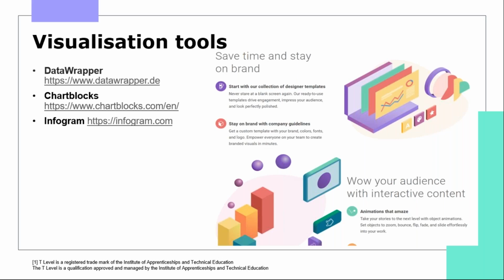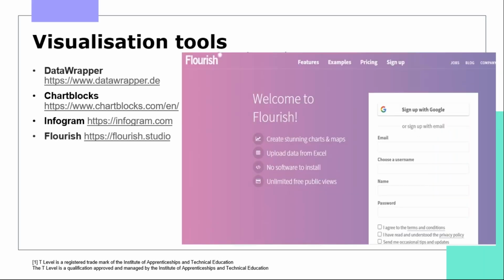Then we've got Flourish, and Flourish lets you create charts, maps, and stories. Again, it's easy to use. There's loads of templates in there that you can play around with. With the free version, though, you can't keep your data and projects private. Again, it's public. So it's something that you need to make students aware of before they start putting any information into any of these.